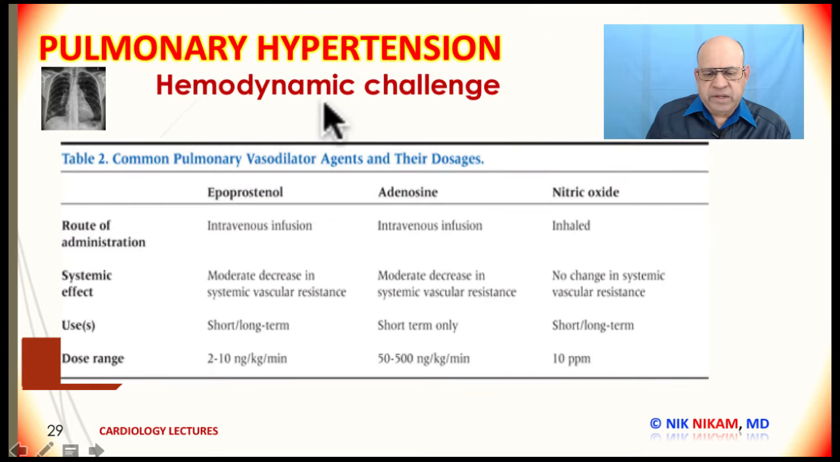A Swan-Ganz catheter is used to perform the right heart catheterization in order to assess how well they have vasoreactivity. We can challenge these patients with drugs such as epoprostenol, adenosine or nitric oxide and look for changes in the pulmonary mean pressure. If there is a decrease in pulmonary mean pressure of greater than 10 millimeters of mercury with these vasodilators, then there is a chance these patients will improve when they are treated with calcium channel blockers.